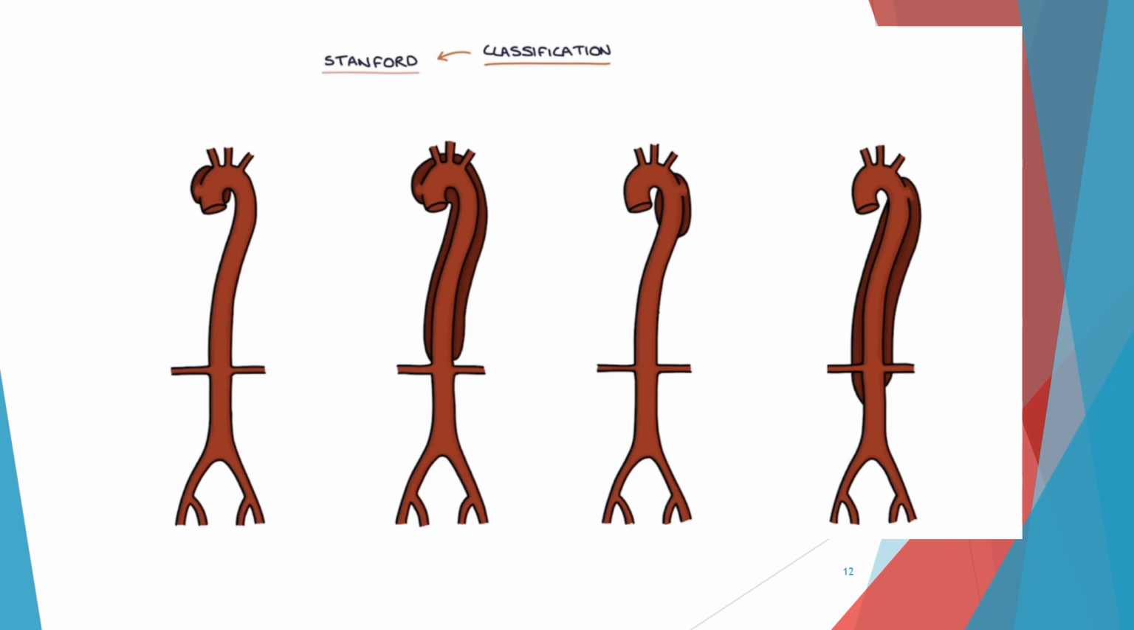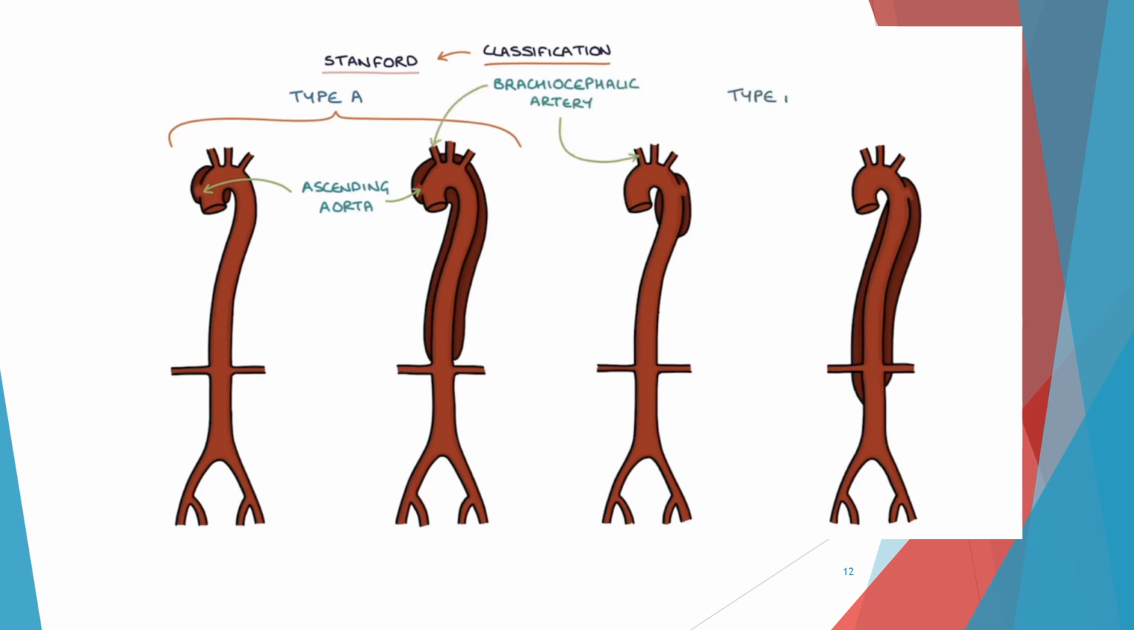With the Stanford system, a type A dissection is when the dissection affects the ascending aorta before the brachiocephalic artery. A type B dissection refers to when the dissection affects the descending aorta after the left subclavian artery.